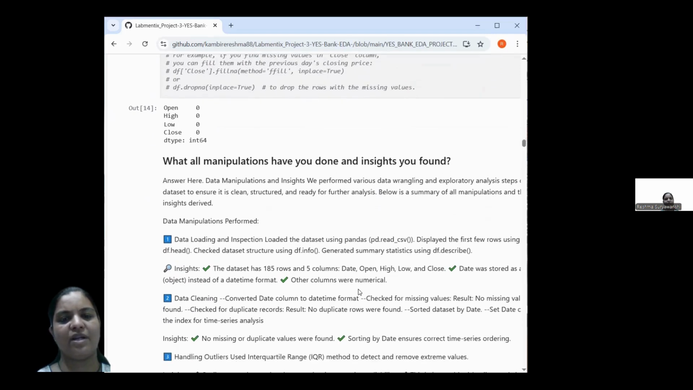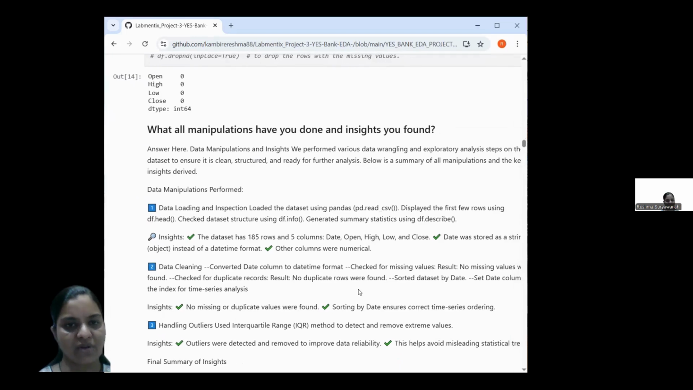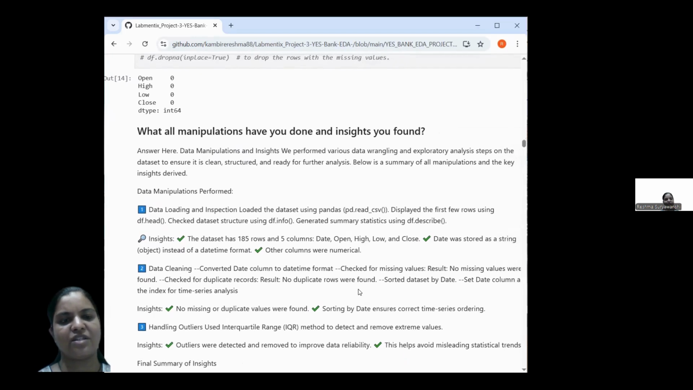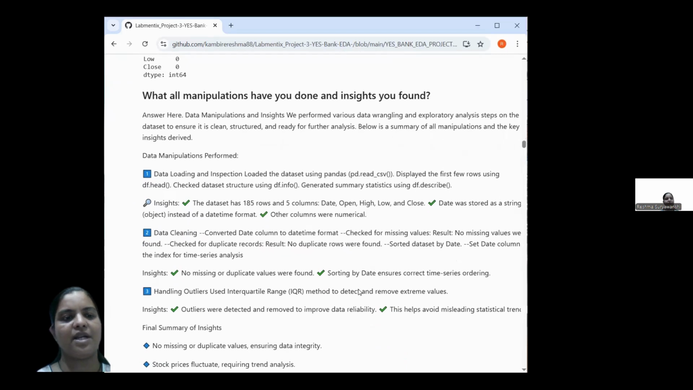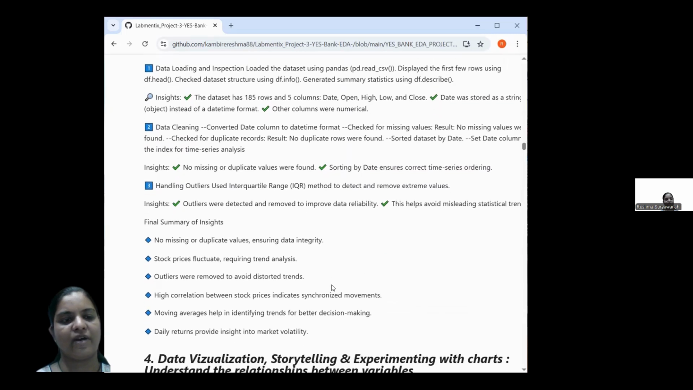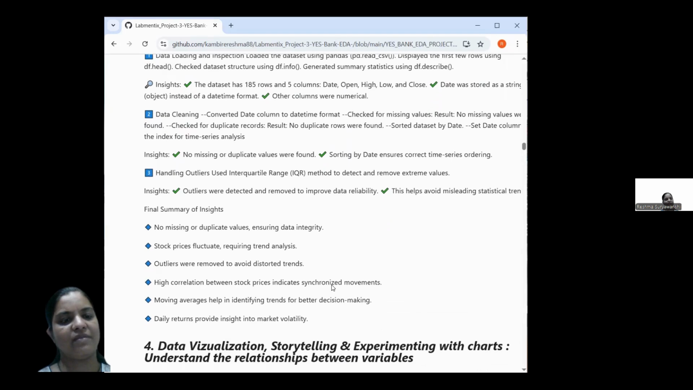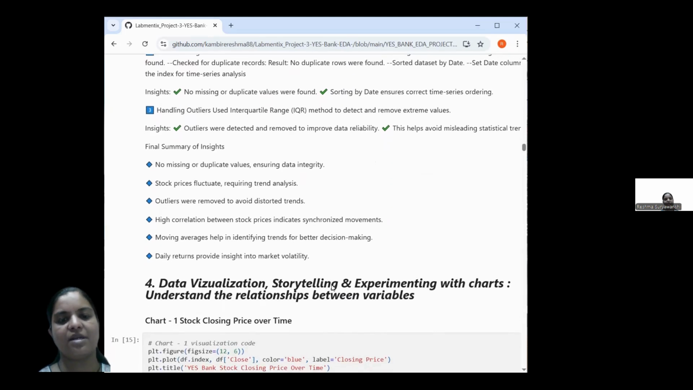What we have manipulated and the insights we found: we performed various data wrangling and exploratory data analysis steps on the dataset to ensure it is clean, structured, and ready for further analysis. Below is a summary of all manipulations and the key insights derived. Data manipulations performed include data loading and inspection, where we loaded the dataset using Pandas, and data cleaning and handling outliers. The final summary of insights: no missing or duplicate values, stock price fluctuates, outliers were removed, and high correlation between stock prices indicates synchronized movement.